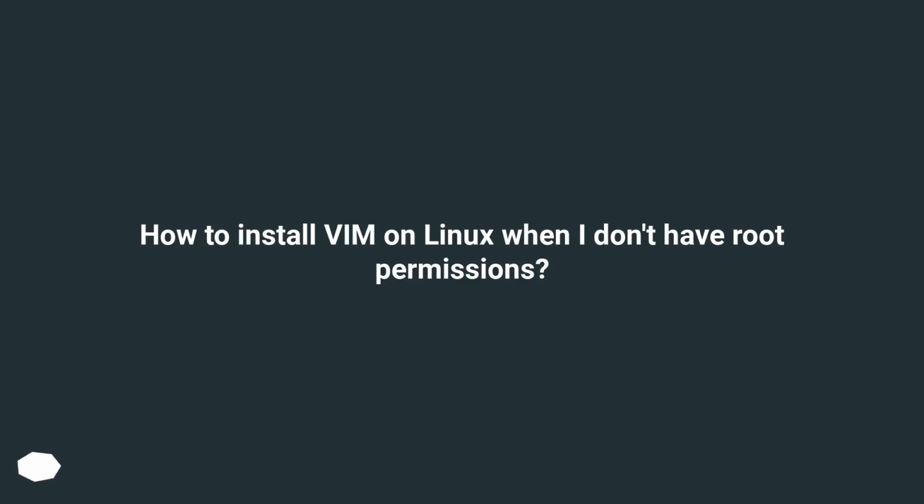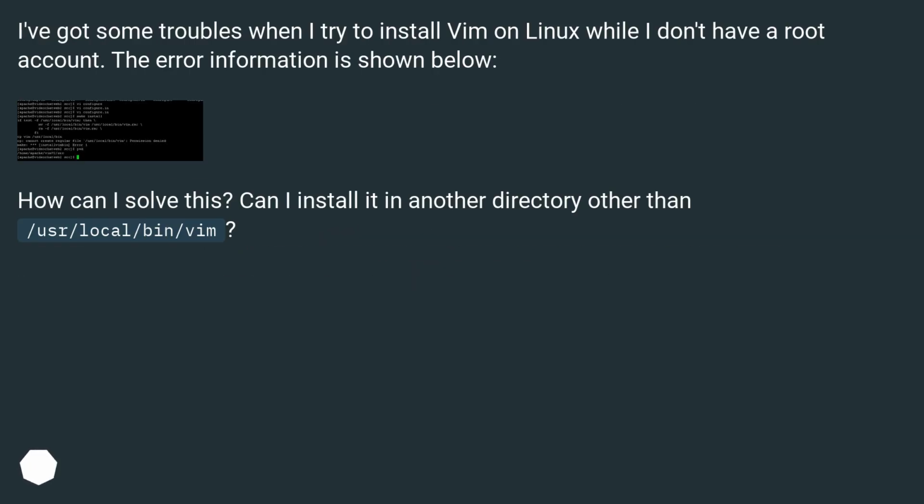How to install Vim on Linux when I don't have root permissions? I've got some troubles when I try to install Vim on Linux while I don't have a root account. The error information is shown below. How can I solve this? Can I install it in another directory other than /user/local/bin/vim?